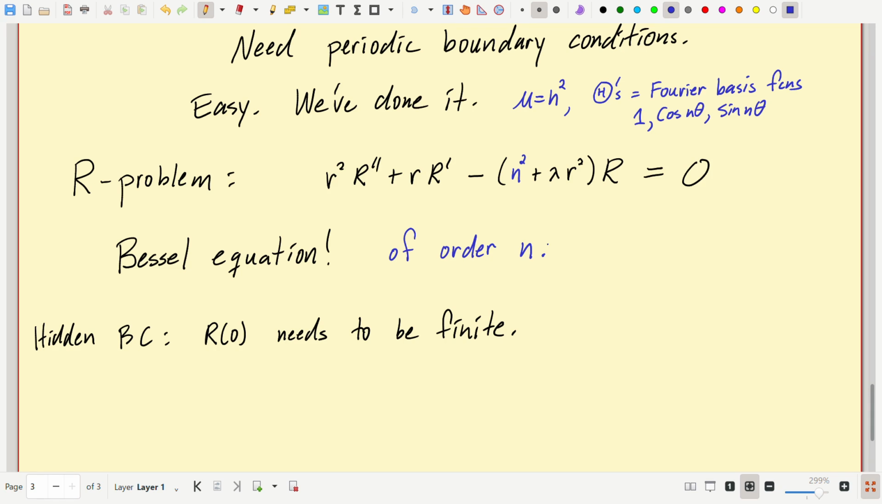And there's kind of a hidden boundary condition for the r problem, namely that r of 0 needs to be finite. Otherwise, the drum would explode at the origin. I guess this is called the Bessel equation of order n after scaling the r variable. But I'm not going to worry about that technical point. After scaling the r variable a little bit, then it would be the genuine Bessel function of order n that Bessel studied.